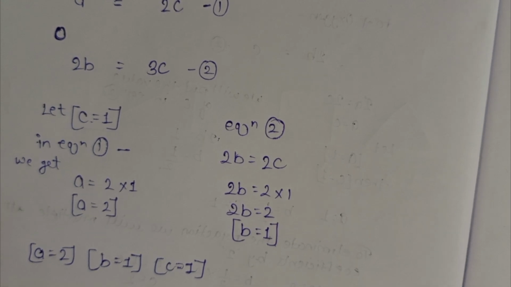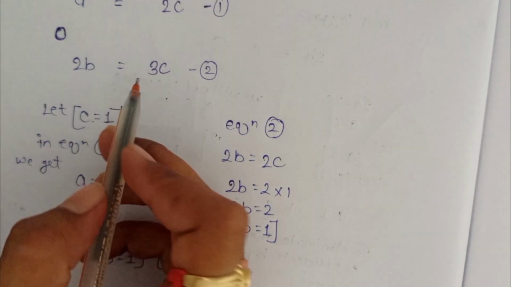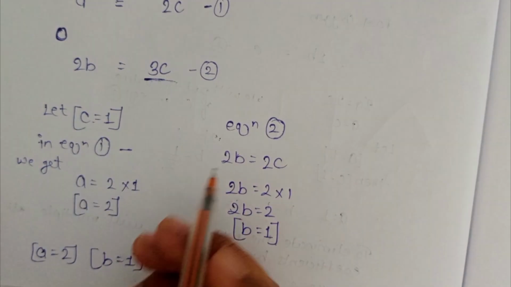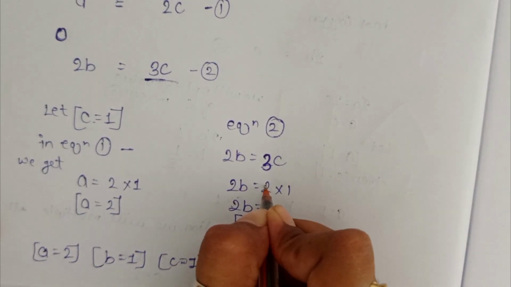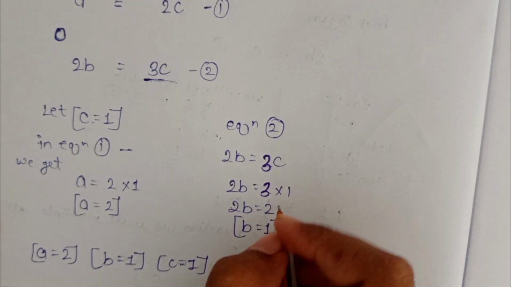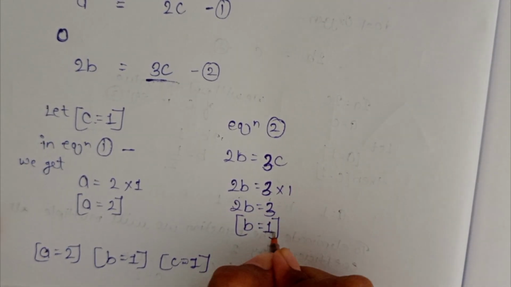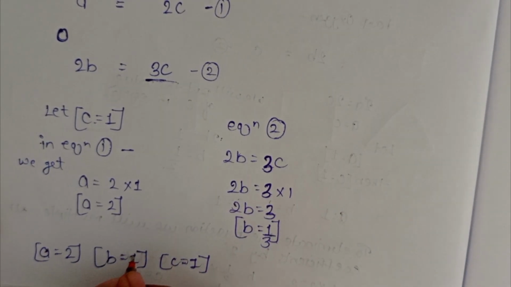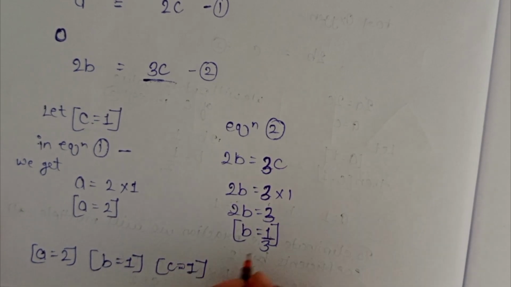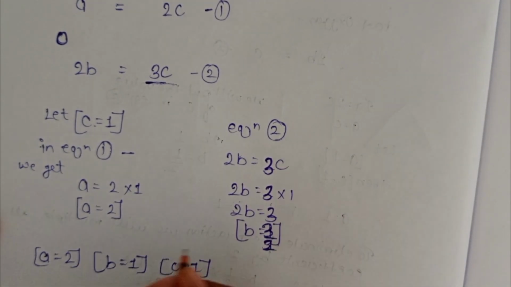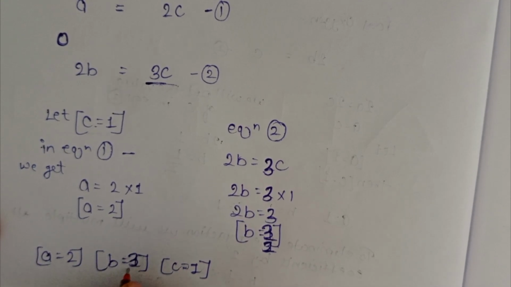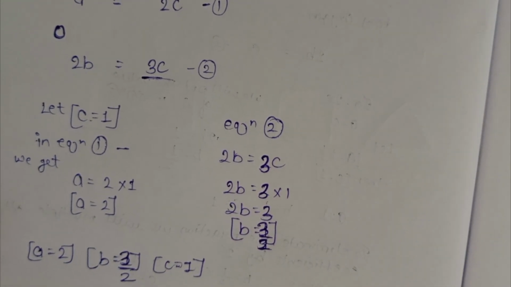We made a mistake. Here it is 3C. Here it is 3C. So now on the 3, you have to put 3 here. So it's 2B equals 3, and B equals 3 by 2. So the value of B is equal to 3 by 2.